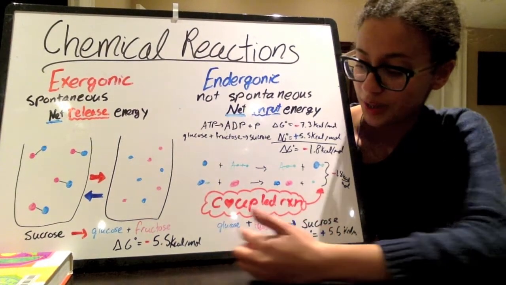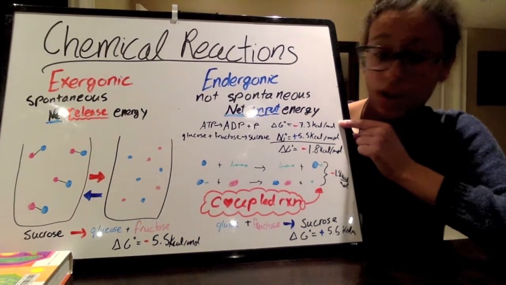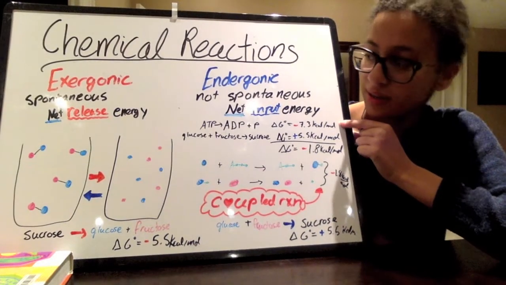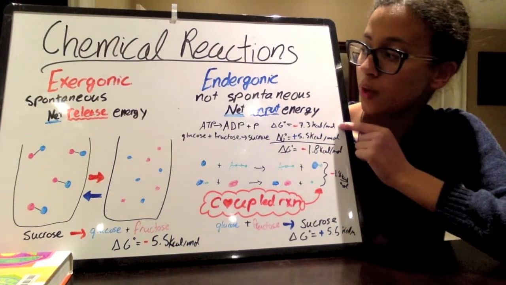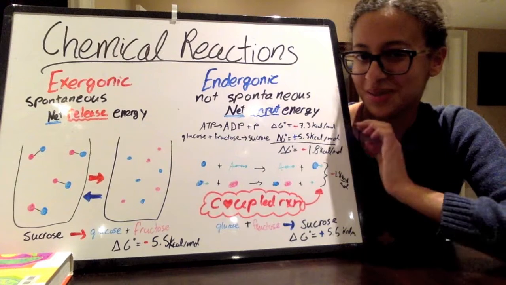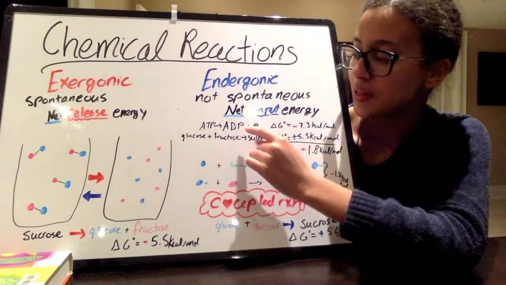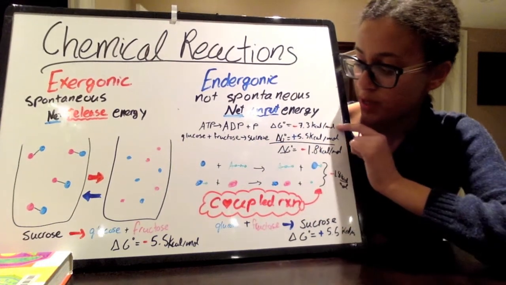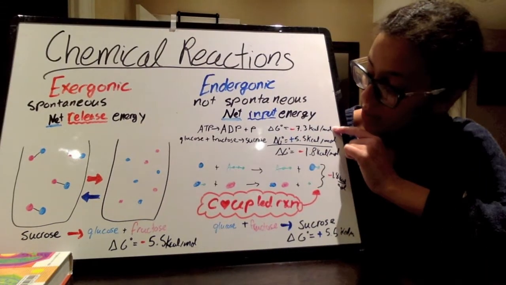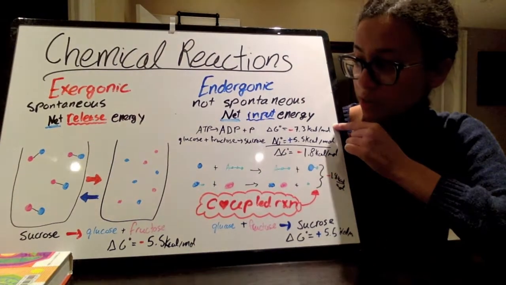Well, we're going to do something called coupled reactions. We're going to take a highly exergonic reaction. By highly, I just mean it has to be more exergonic than this one is endergonic. It'll make more sense when we use actual numbers. So if we take ATP and break it down into ADP and another phosphate by itself, we release 7.3 kilocalories per mole. So here we have a negative delta G, right?